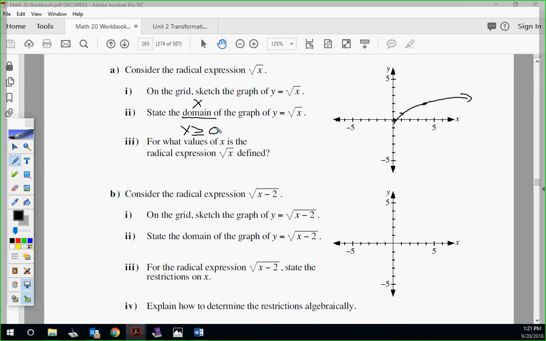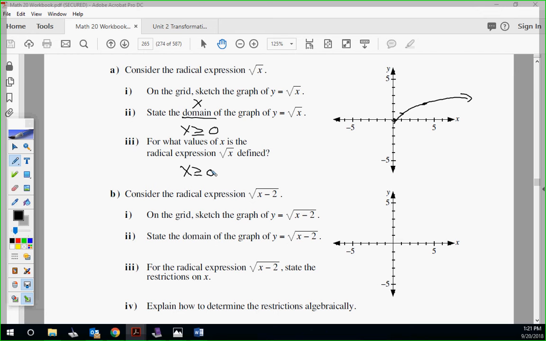For what values is the x in the radical defined? Same thing. Greater than or equal to 0. It's not defined when we try to square root a negative. That's an undefined value. We don't know what that is. Questions so far?